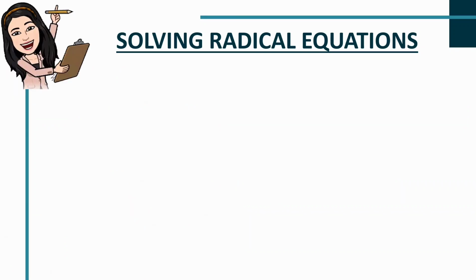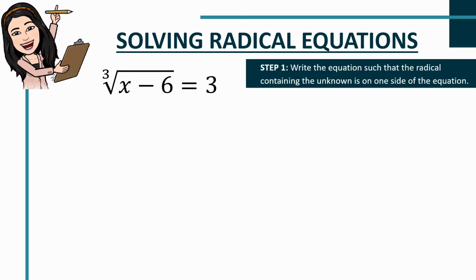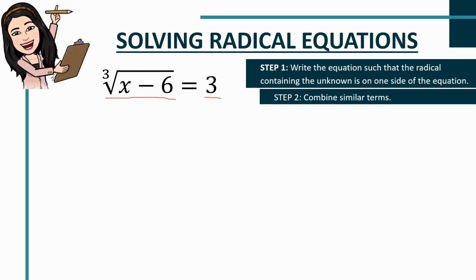Let us have another example. So here we have cube root of x minus 6 is equal to 3. So again, let us follow step number 1. We have to write the equation such that the radical containing the unknown is on one side of the equation. How many terms do we have in our given? Yes, we only have two terms. The first term is cube root of x minus 6 and the other term is 3. So therefore, nakahiwalay na sila. Separated na or isolated na yung ating radical expression. So ibig sabihin, we are done with the step number 1.